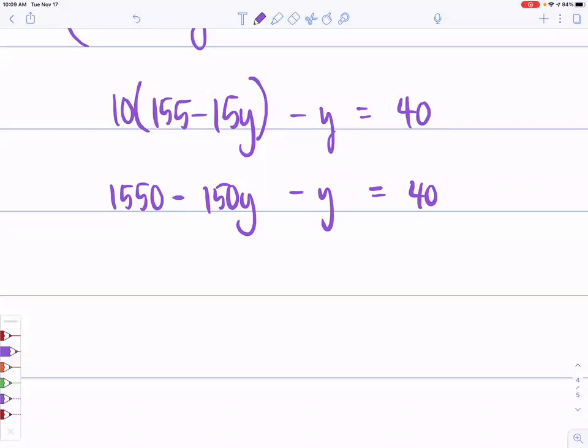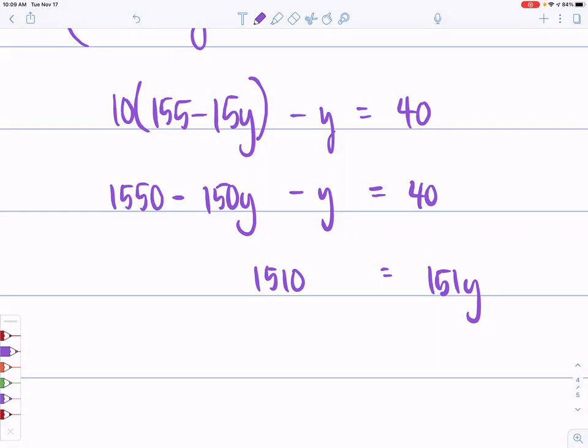That negative 151y, I'm going to move it to the right. So that'll be a positive 151y. And then I'll take my 40 and move it to the left by subtraction. So 1550 minus 40 should be 1510, because 50 minus 40 is 10.